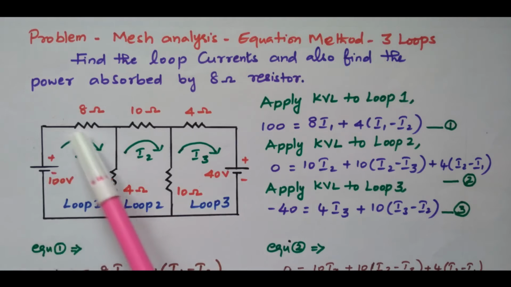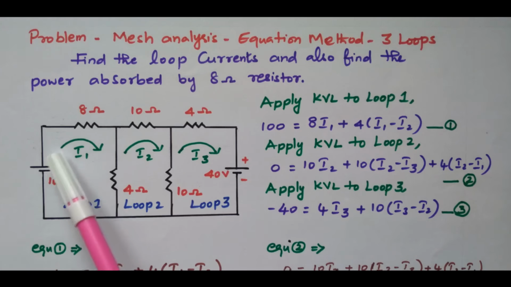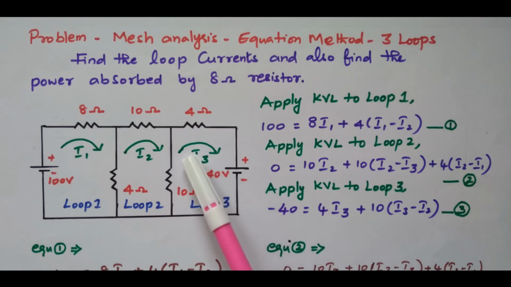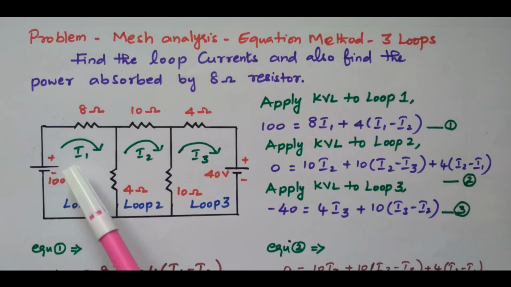This is the first loop. The current is flowing in a clockwise direction. This is loop 2, with current I2 flowing in a clockwise direction. This is loop 3, and the current I3 is flowing in a clockwise direction. The current direction is taken the same for all 3 loops: loop 1, loop 2, loop 3, with currents I1, I2 and I3. So our aim is to find the values of the currents I1, I2, I3.